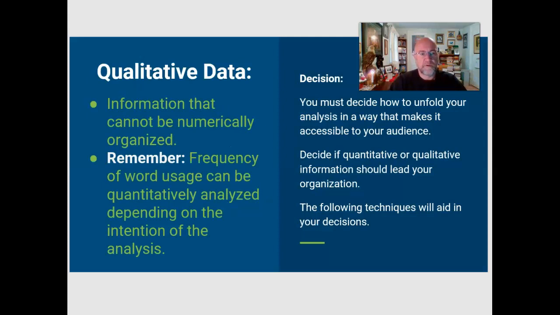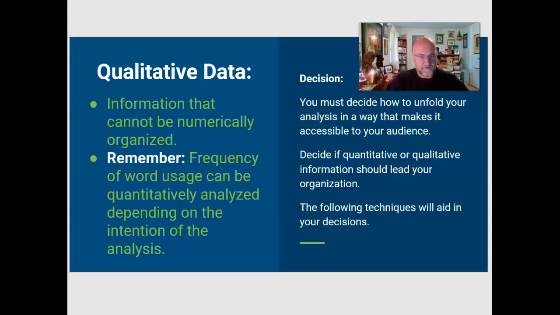So qualitative data, just remember, is information that you cannot organize numerically, right? Because it doesn't have numbers attached to it. Although, do remember that you can look at the frequency of word usage, like love is used 20 times. So you can quantify that depending on where you want to go with the data that you've collected.